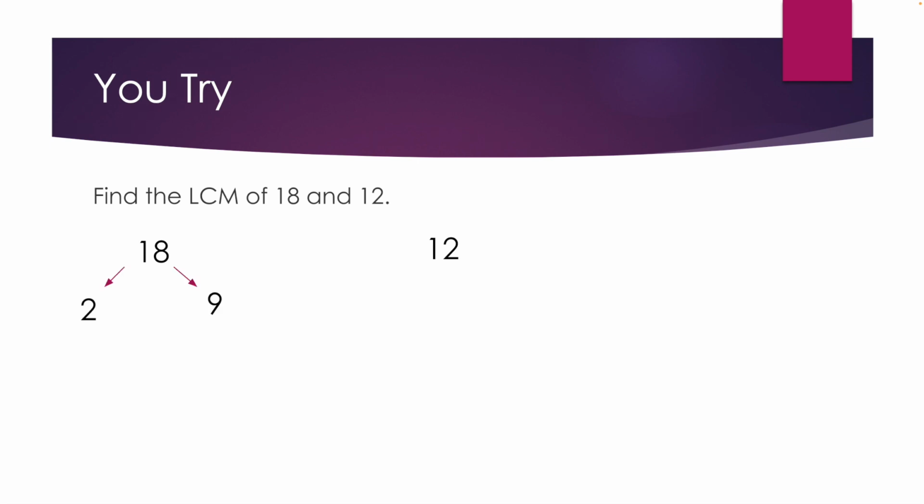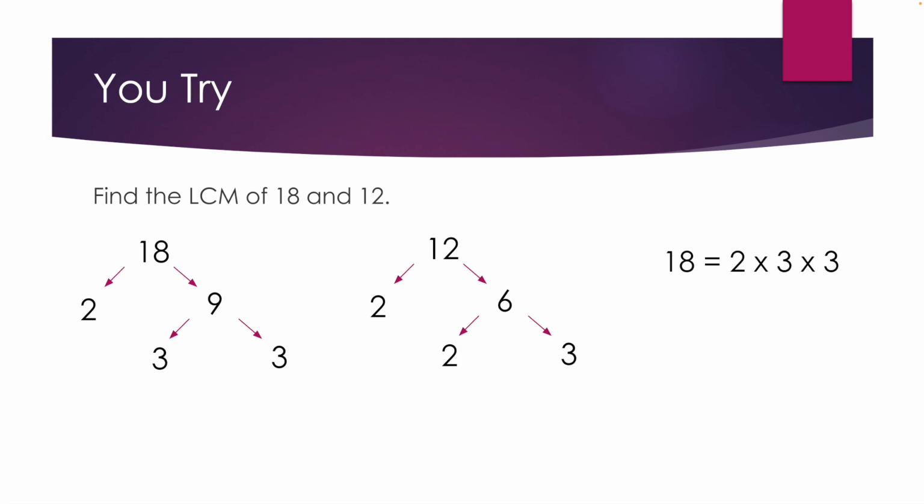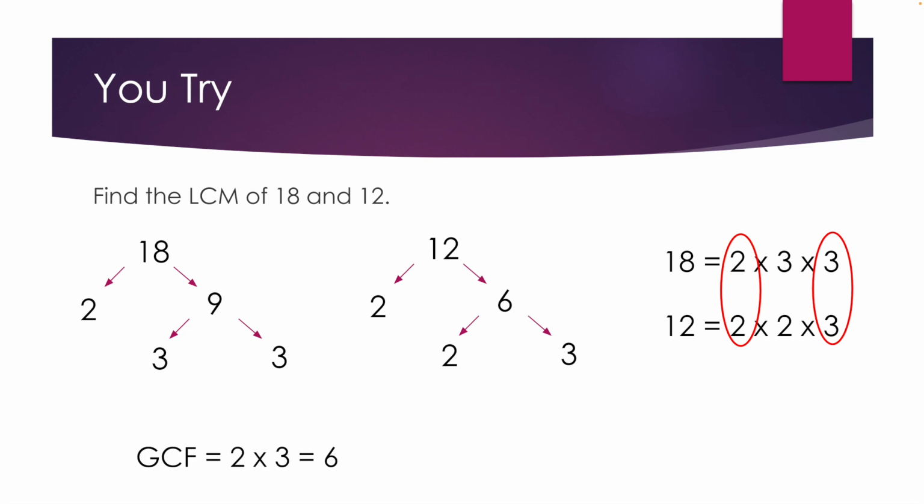Okay, so we're going to break 18 down into 2 and 9, 3 and 3, and 12 down into 2 and 6, 2 and 3. So all together, we have 2 times 3 times 3, and 2 times 2 times 3. And so what is common between those two? We have this 2 and this 3. So my greatest common factor is going to be 2 times 3, which is 6.